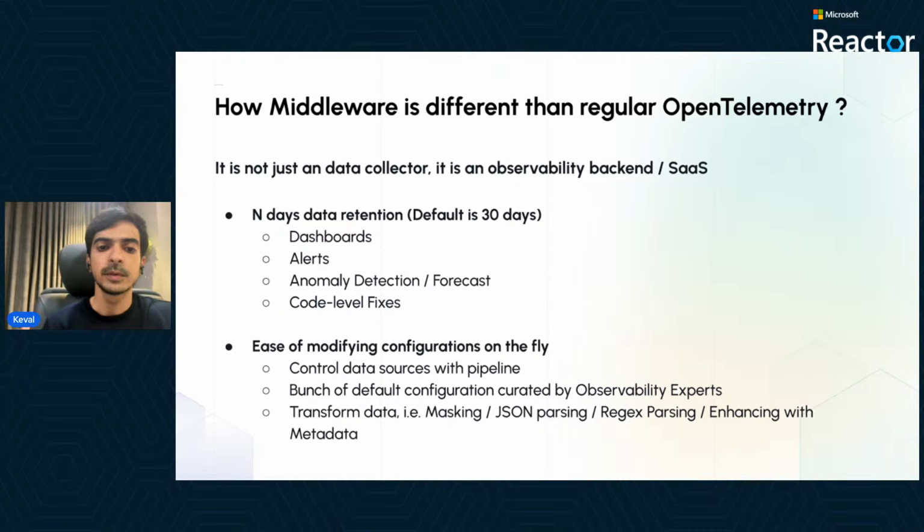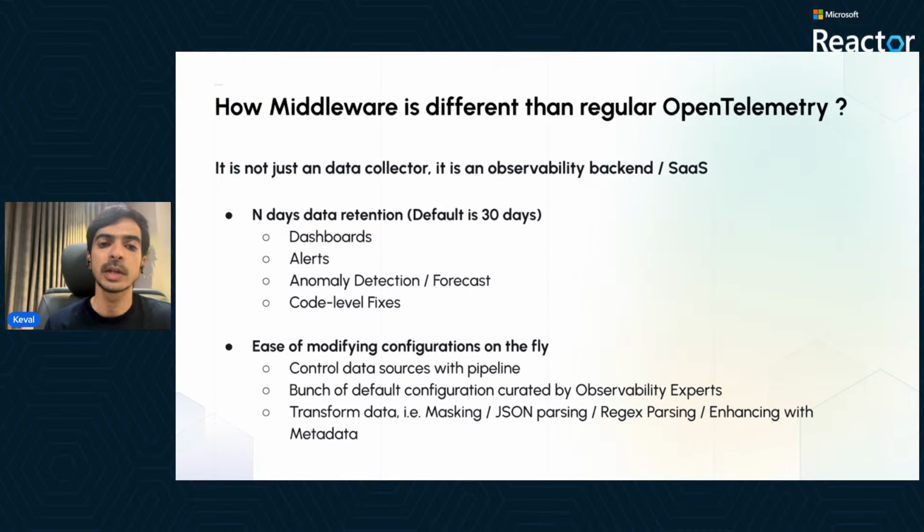One thing I would like to highlight, if someone is new to the observability world and has a bit of confusion about how Middleware is different from using the regular OpenTelemetry tech stack: OpenTelemetry is a set of tools which can help you scrape the observability data. But on top of it, you will need an observability backend tool, which can help you store that data for a good amount of retention.